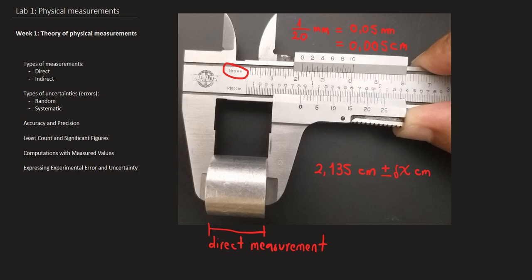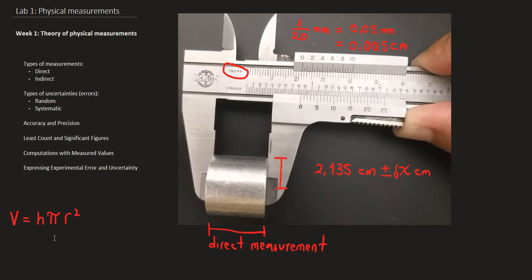What is an indirect measurement? An indirect measurement is a measurement which is obtained through direct measures. For instance, what if I want to compute the volume of the cylinder? The volume of the cylinder is given by the height and pi multiplied by r squared, the radius of the cylinder, okay? The radius.